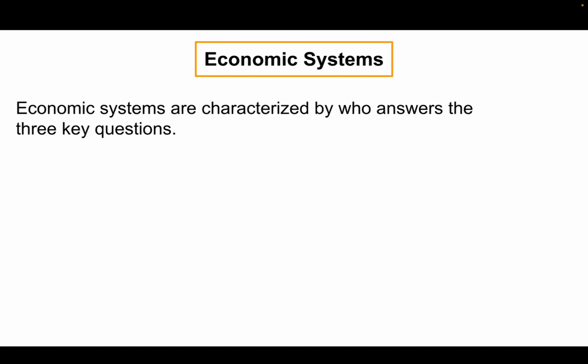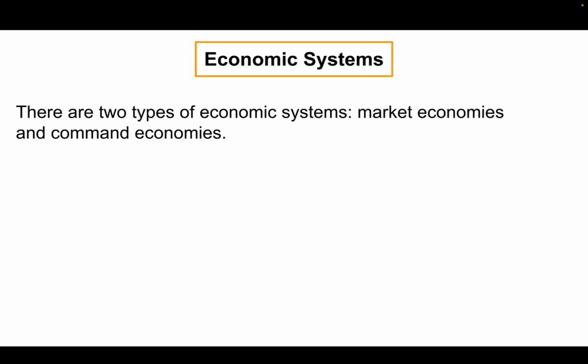So, economic systems are characterized, therefore, by who gets to answer the key questions, right? That's how we differentiate them, okay? There's actually several kinds of economic systems out in the world, but there's two we're going to focus on in this video and in this course: market economies and command economies. And so, we're going to spend the rest of this video looking at each type of economic system.